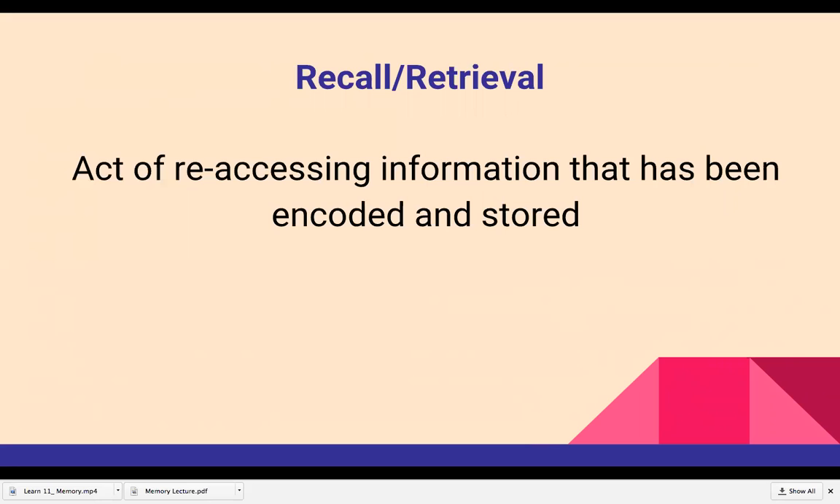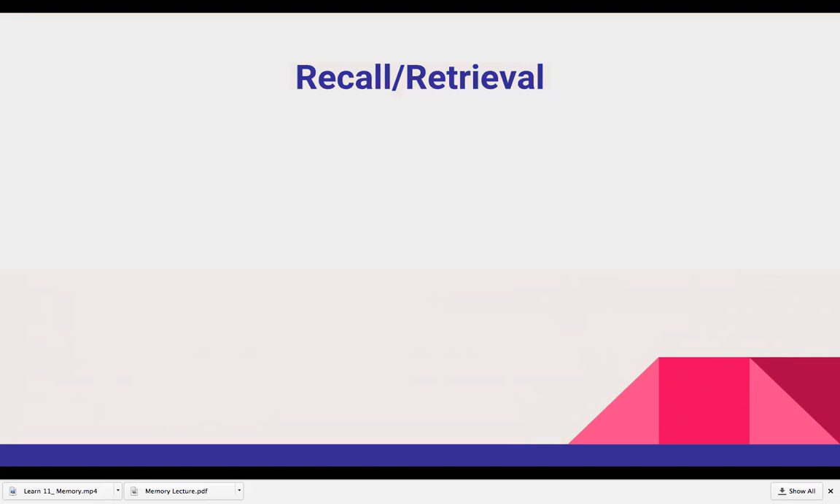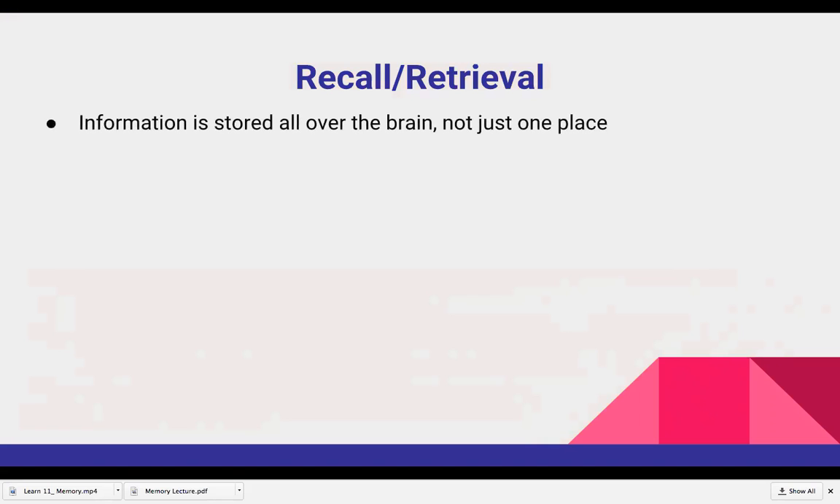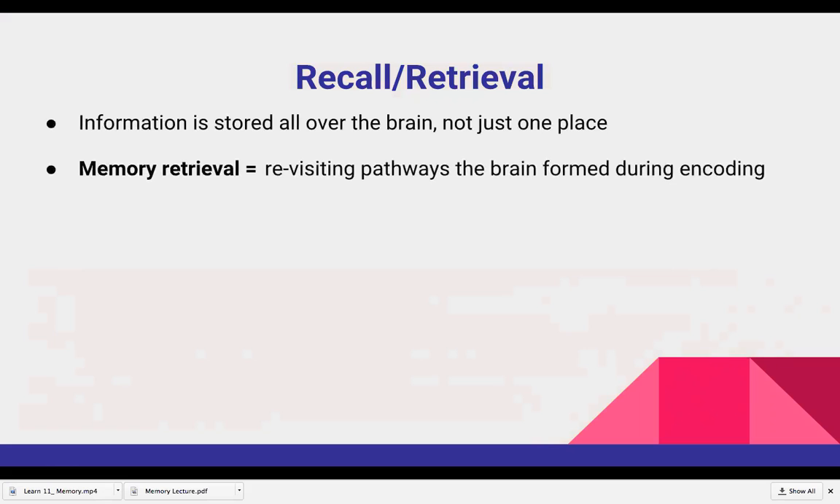Okay, so the last stage of memory is called recall or retrieval. This is the act of grabbing any information that has been previously encoded and already stored. So we're retrieving it to use it or to access it. It's important to remember that information is stored all over the brain and not just in one place. Memory retrieval is us trying to revisit the pathway that information took from encoding to storage in order for it to remain in our long-term memories.